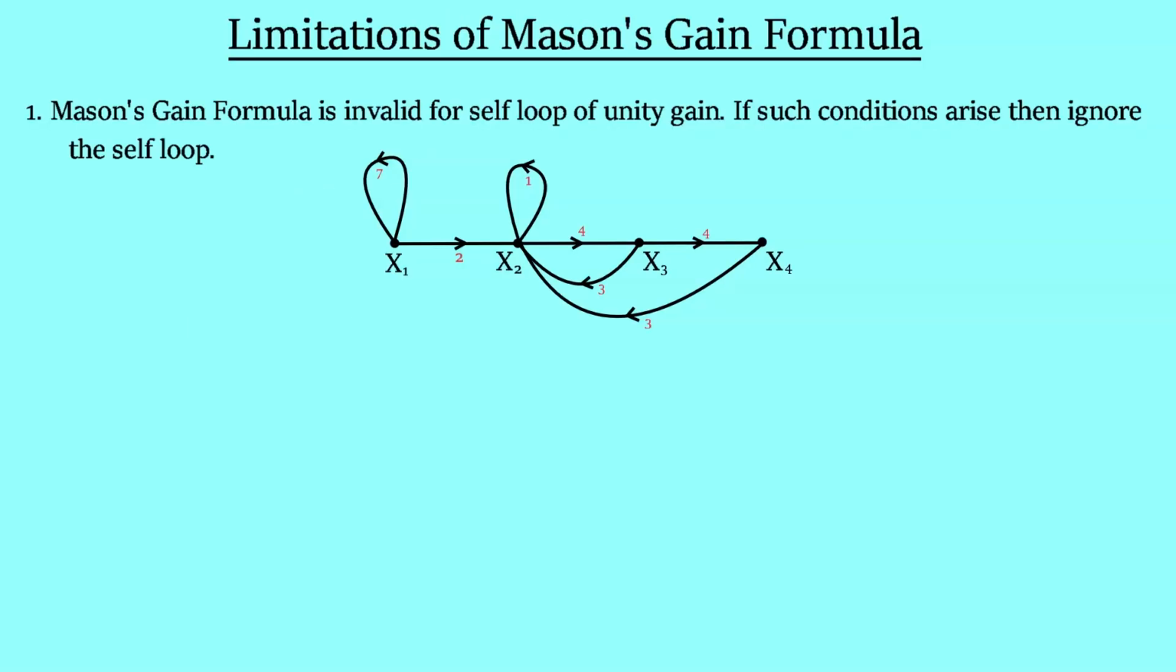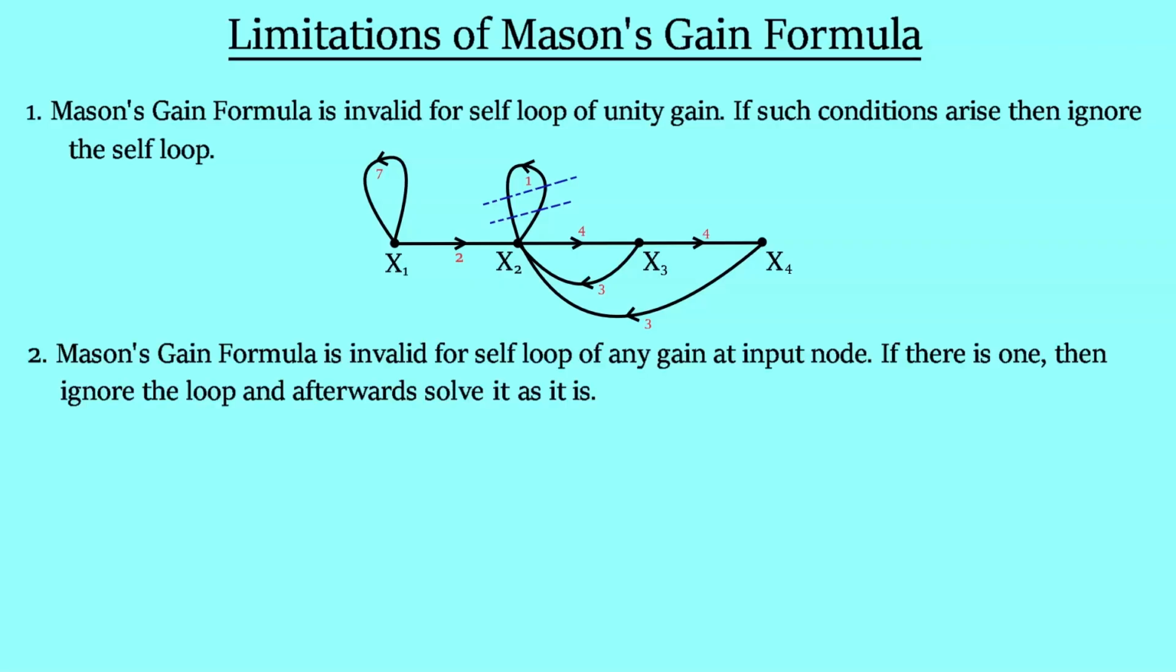Now let's see the limitations of Mason's gain formula. Mason's gain formula is invalid for a self-loop of unity gain. If such conditions arise, you have to ignore the self-loop irrespective of where it is present. The second limitation is that it is invalid for a self-loop of any gain at the input node. Here also you have to simply ignore the loop present at the input node.